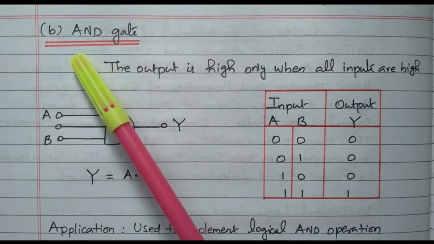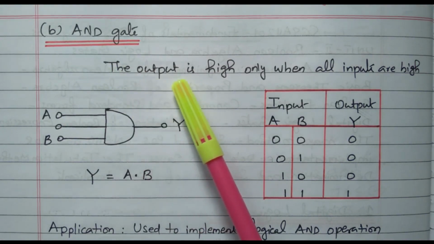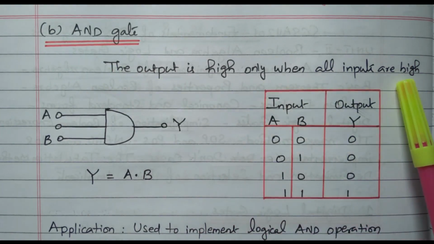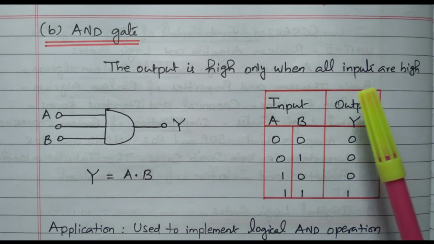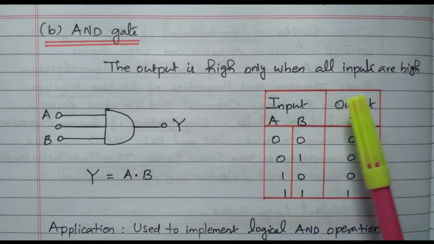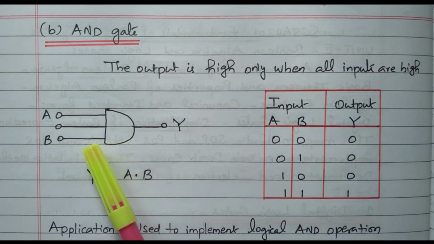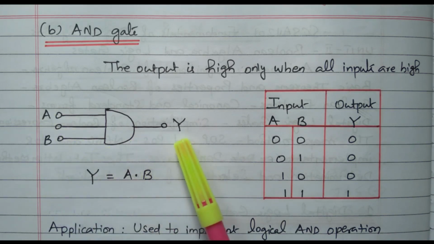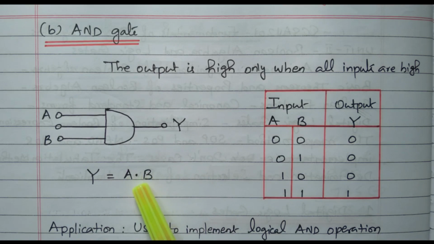The next gate is the AND gate. The operation of the AND gate is that the output will be high only when all inputs are high. This is the symbol for the AND gate. The two inputs are A and B, and Y is the output, right? The output Y is nothing but A into B. It's a product, A multiplied by B. So the output will be high only when both the inputs are high. Otherwise the output will be low, right?